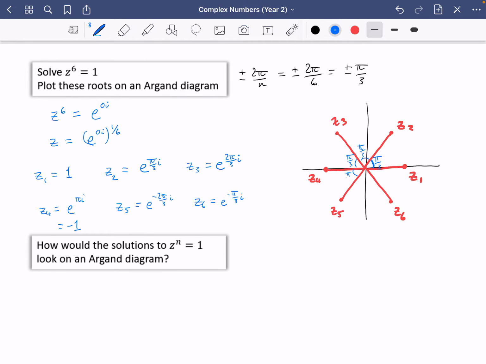Now if these angles are all equal at the centre, when I connect these all together, even though it doesn't look very neat the way that I've drawn it, I'm hoping you can see that we have drawn a regular hexagon.